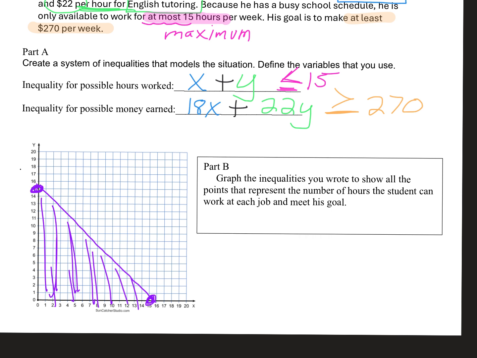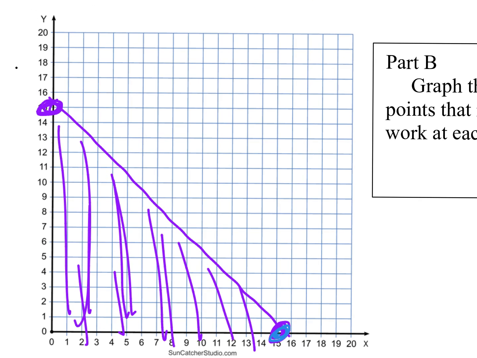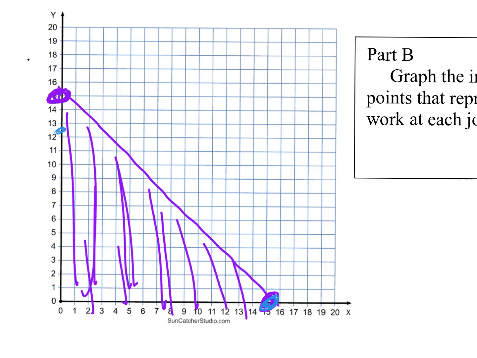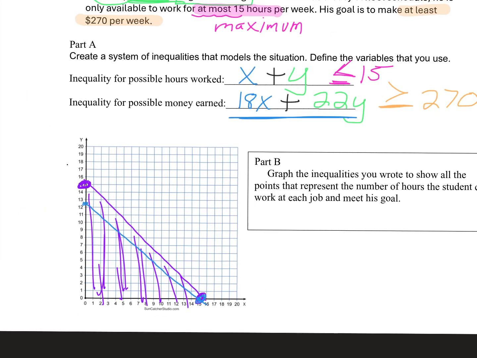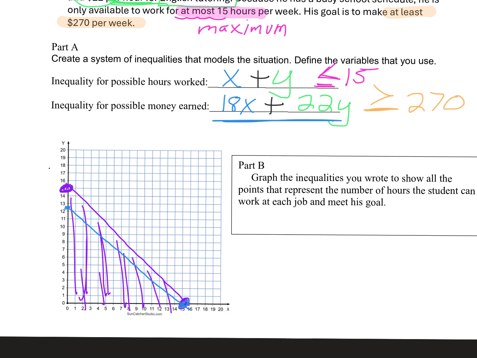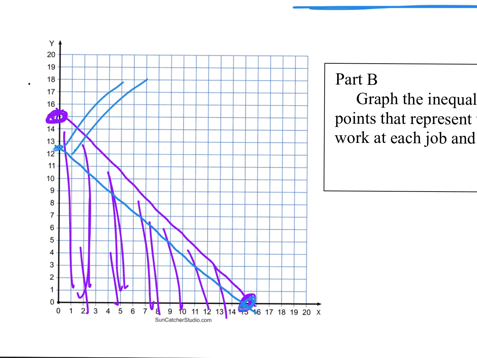For my other inequality, if I divide 270 by 18 and 270 by 22, my x-intercept is at 15, and my y-intercept is between 12 and 13. I'm going to connect these with a solid line because, again, it is an equal to. And because it is a greater than inequality, I'm going to shade up. So I'm going to shade above the blue line.